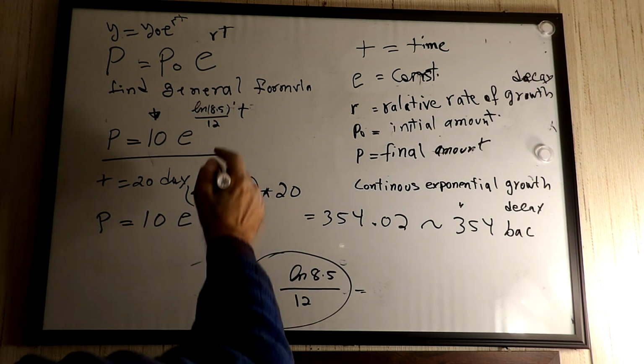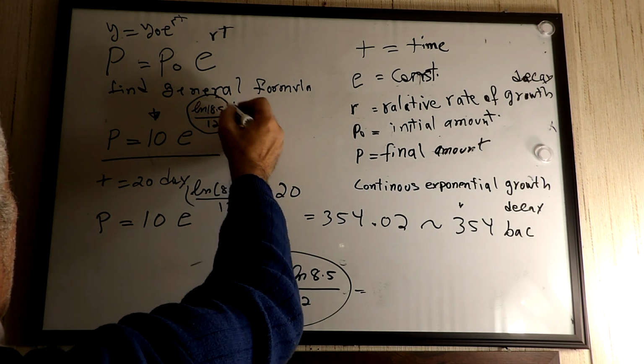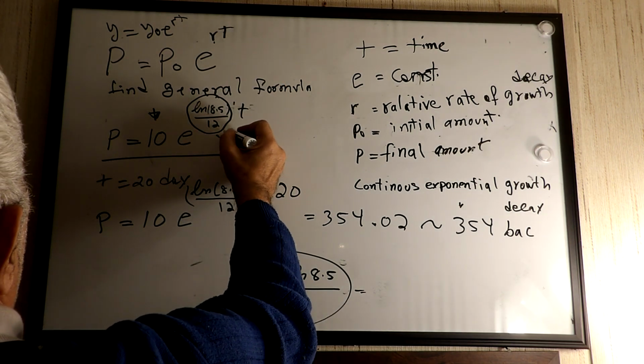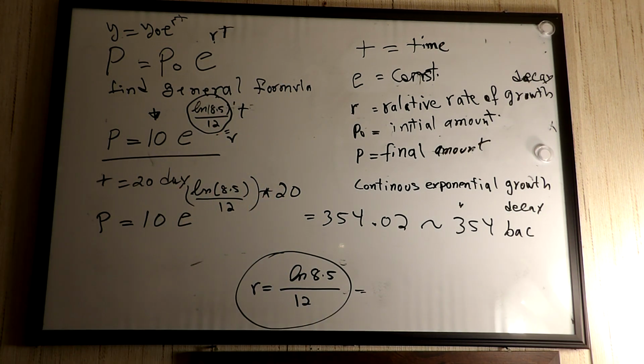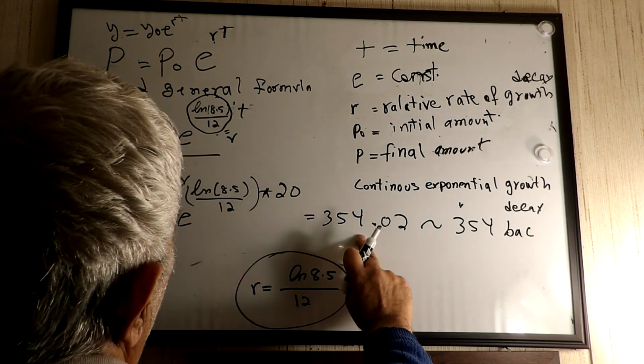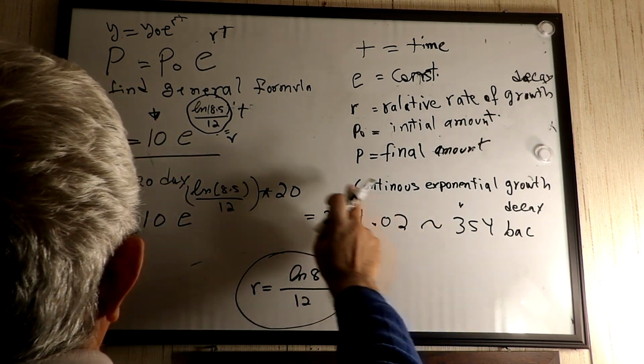Okay, this is R. The whole thing here is R. R is equal to R. So after 20 days, the number of bacteria is going to be 354.